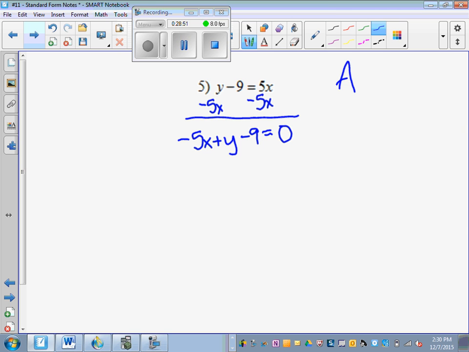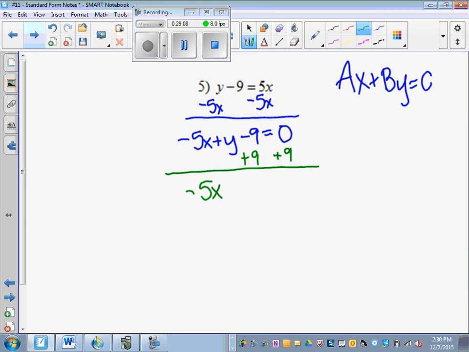Remember, we have to get it in this form, ax plus by equals c. Move our 9, and how am I going to move my 9? Add 9 to both sides. So negative 5x plus y equals 9. Now, what's my issue here?